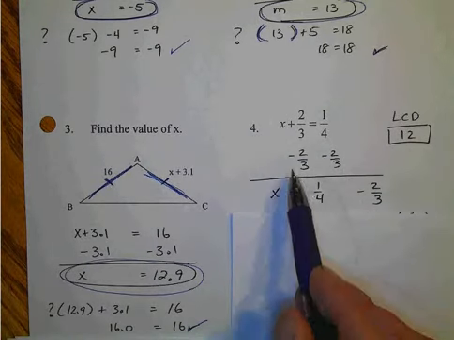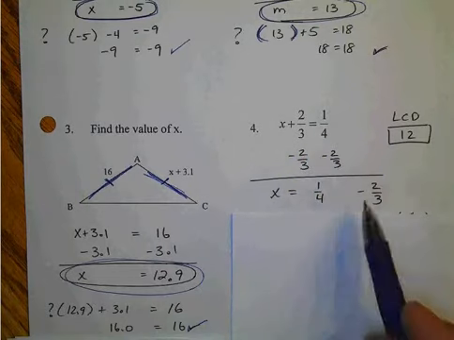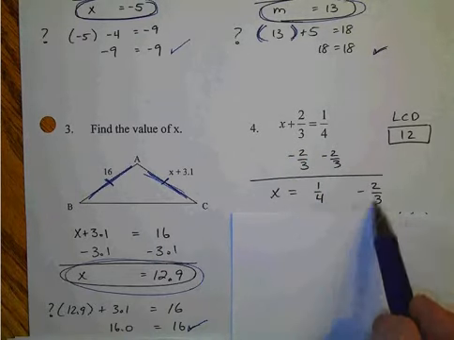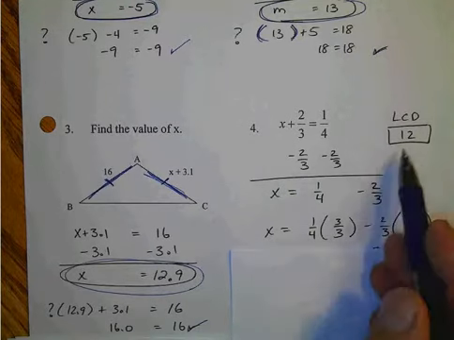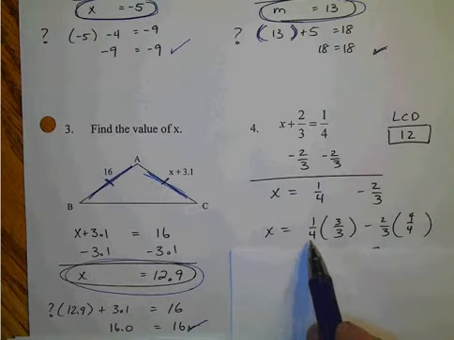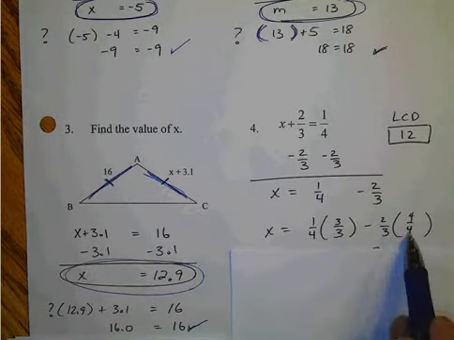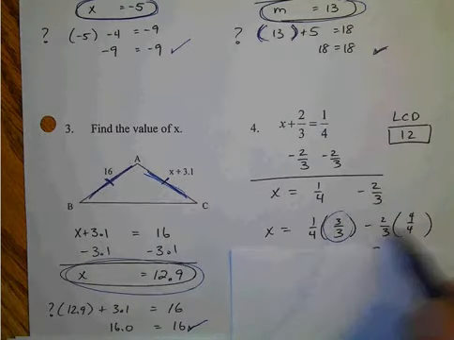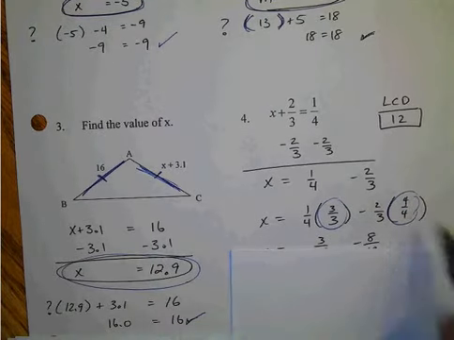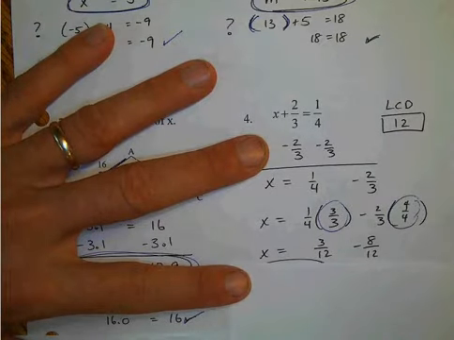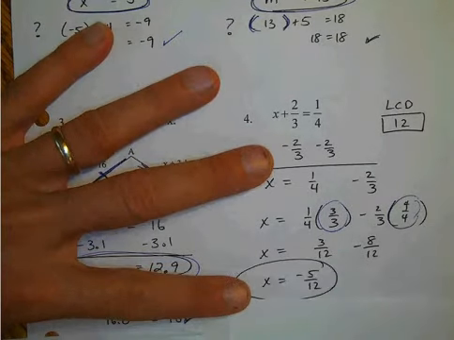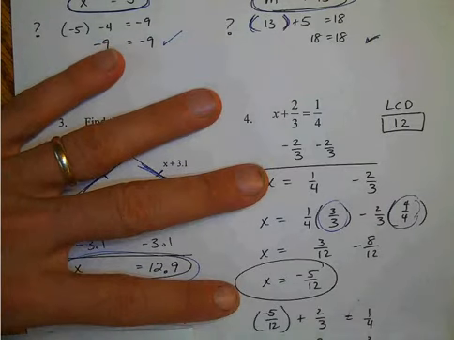So we subtract 2/3 from both sides, and here we have 1/4 minus 2/3. Now we need to get that LCD. The LCD is 12, so I multiply 4 times 3 and 3 times 4. Notice it's 3 over 3 and 4 over 4. That gives me 3/12 minus 8/12, which is negative 5/12. So here's my check at the bottom.